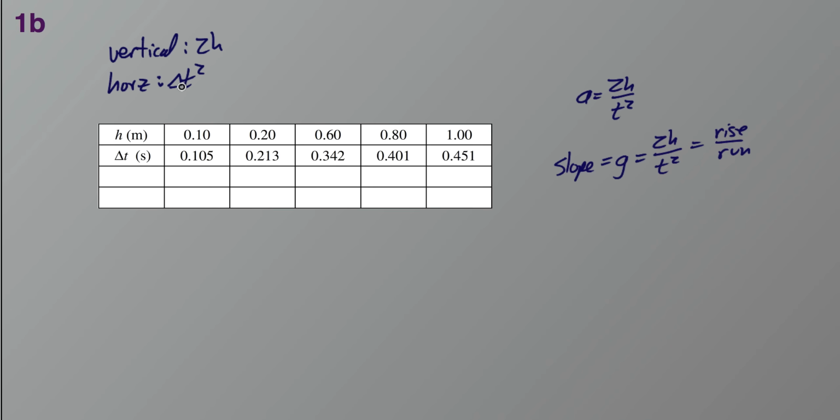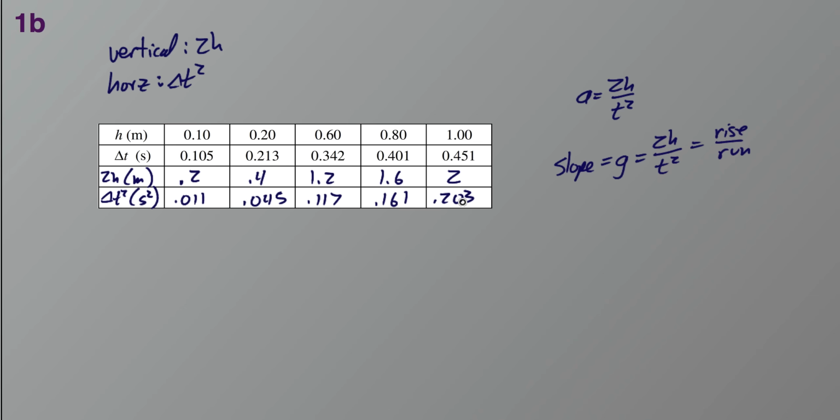Then it says, use the remaining rows on the table to record our quantities and label each row with units. So we would have our 2h, which would be in meters, and delta t squared, which will work out to be in seconds squared. Then I just go through with my calculator and fill in these different points. I get something close to 0.2, 0.4, 1.2, 1.6, and 2 meters for 2h, and 0.011, 0.045, 0.117, 0.161, and 0.203 for delta t squared. So I think that covers us for 1b.